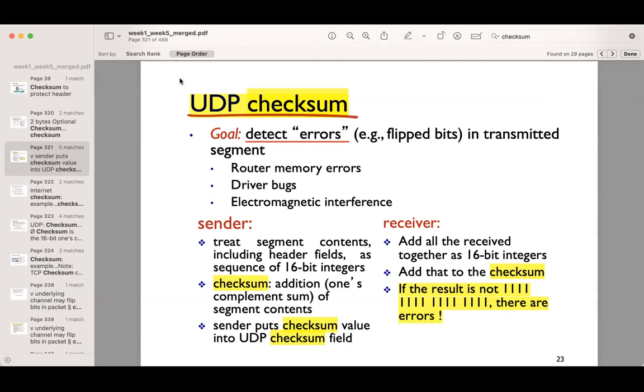Then I will upload all the midterm exam preparation material into the GitHub link. So just have a check of the link later.